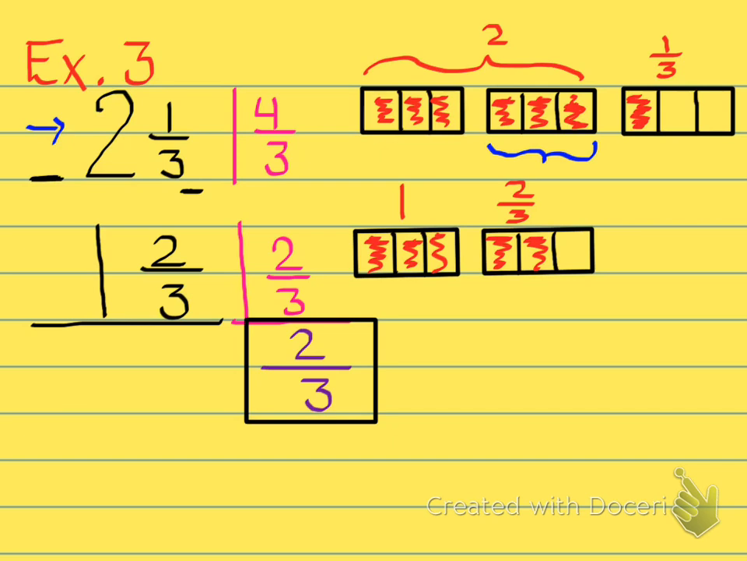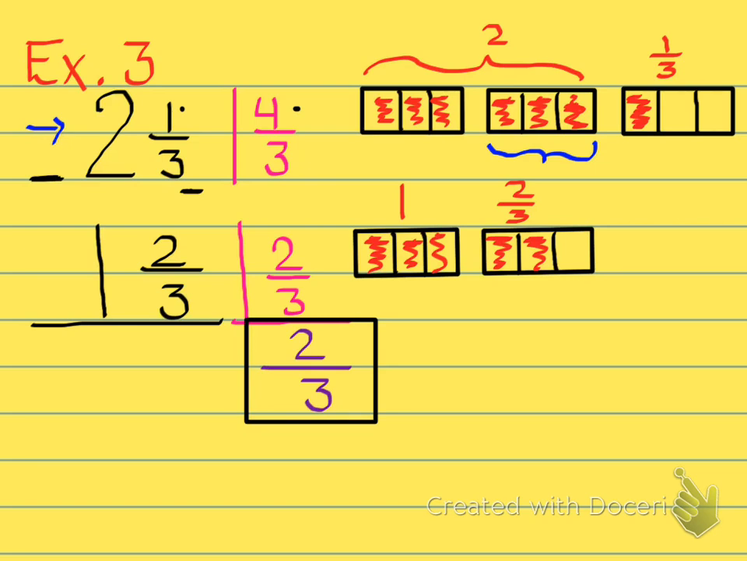So what they want you to do is they sort of want you to borrow from one of the wholes. So one of the wholes is worth 3 slices. So instead of it being 1/3, which you see over here on the left right there, now we're going to make it 4/3 because you borrowed 3 slices from the whole. So now you have 1 and 4/3 minus 1 and 2/3. So the 1 and 1 cancel out. 1 minus 1 is 0, and then 4 minus 2 is 2. So you're left with your answer of 2/3.